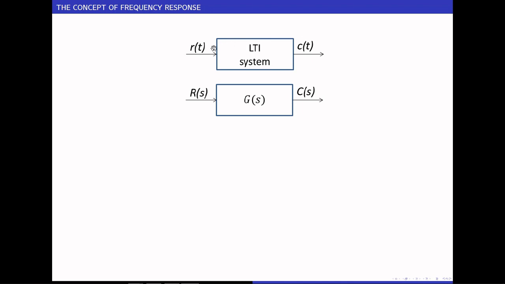So if I transform R of t to S domain, I get R of S and C of t to C of S. The system will be transformed, the system dynamic equation, that is the differential equation written for the LTI system, will be transformed to Laplace domain, and that will result in a transfer function model. The transfer function of the system is represented by G of S. So therefore this R of S, C of S and G of S together forms the system model in Laplace domain.